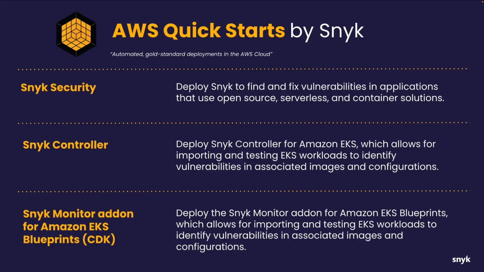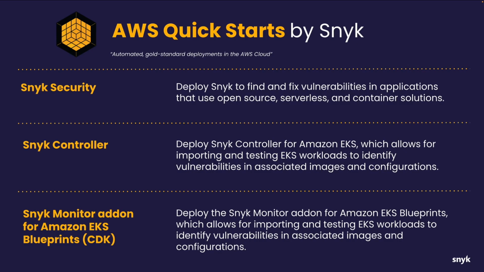Lastly, we have quick starts available, and these are important because they accelerate the time to value for our customers, making it easy for them to deploy and use Snyk. The first one is Snyk Security, and this is what allows Snyk to do security scans for your container registry, ECR, and your AWS Lambda functions, your serverless functions. You can deploy both of those individually from this template, or both of them combined. So it's got some flexibility there.